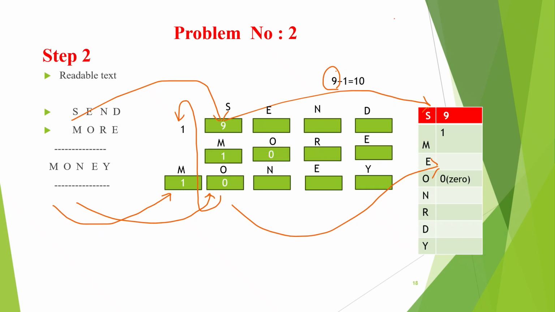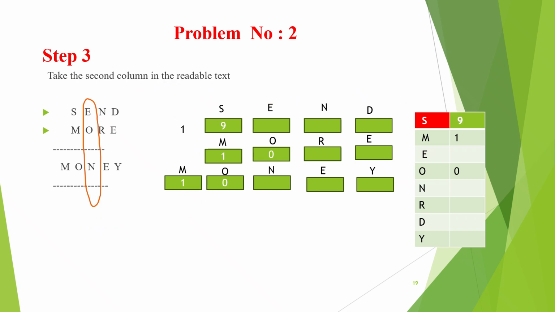Now go to the next step. Take the second column of the readable text. What is the second column? E plus O plus N. Now take this second column and find the carry for this column. How to find the carry? Carry always should be 1, right? So we have to work it out.